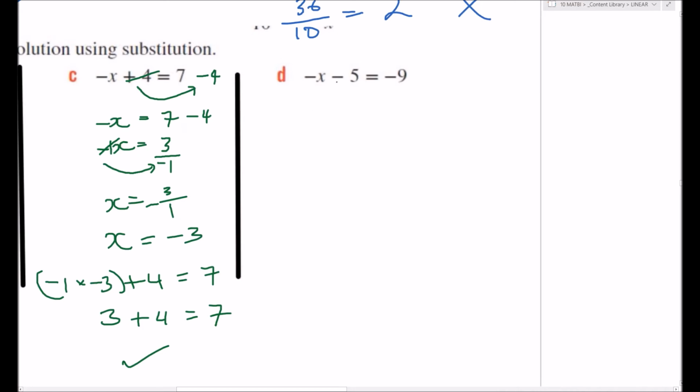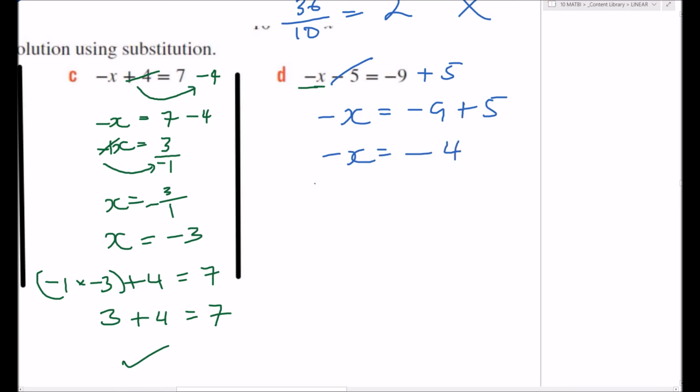Last one here, negative x minus 5 equals negative 9. Again, you're trying to isolate that x, make it by itself. So in this case, you will be moving that negative 5. Now, if it's a negative or a minus on this side, it becomes a plus on the other side. So you're left with negative x equals negative 9 plus 5. So negative x equals negative 4.